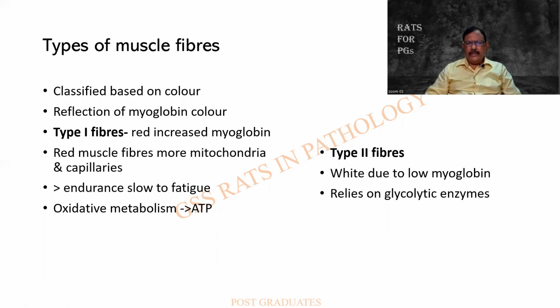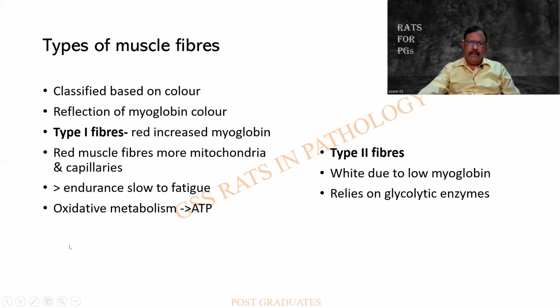Coming to the types of muscle fibers. So it is not very difficult. There are only two things, type 1 and type 2. That is why I have emboldened them. So they are based on the color, and the color itself is a reflection of the myoglobin.